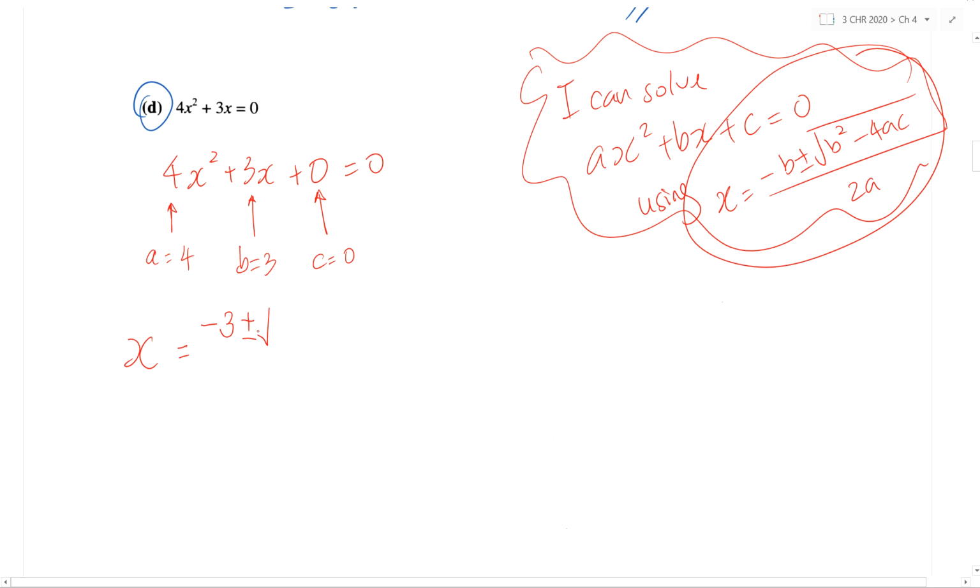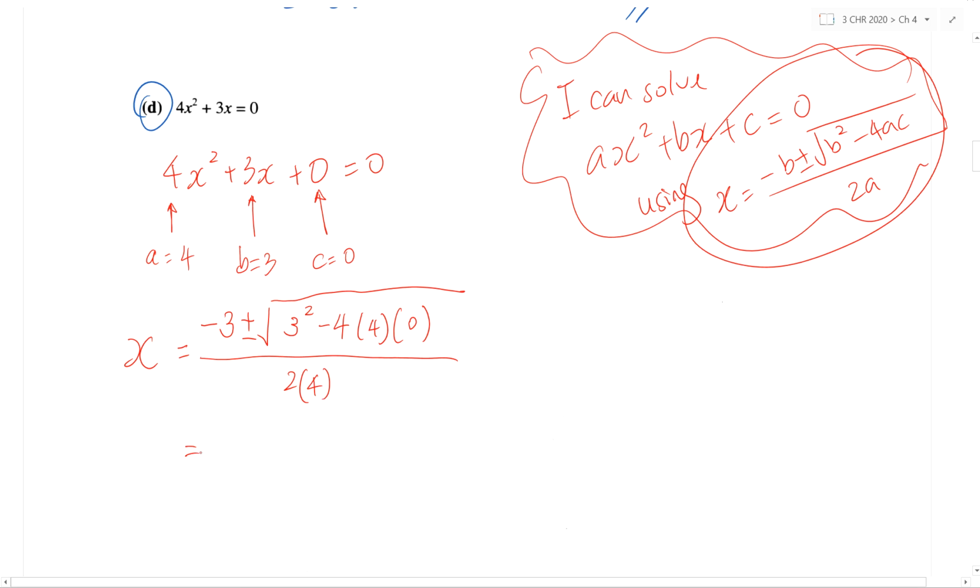B squared. The b value here is 3. Sometimes it could be negative, then you will need to put a bracket. Right now it's positive, so I don't need a bracket. B squared, then minus 4 times A, which is 4, and C, which is 0. I love to multiply by 0 because it becomes 0. Okay? So this equals your square root over 2 times A, which is 4.